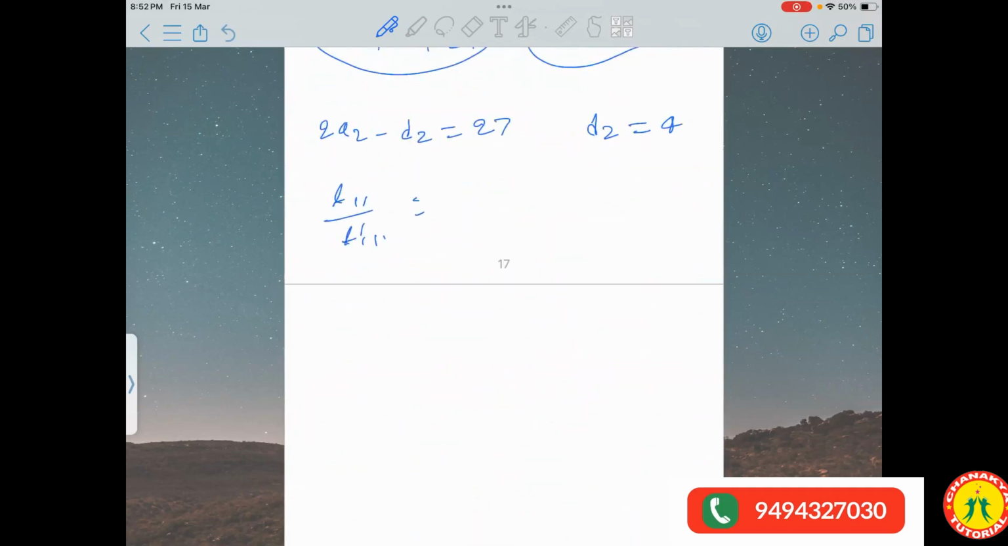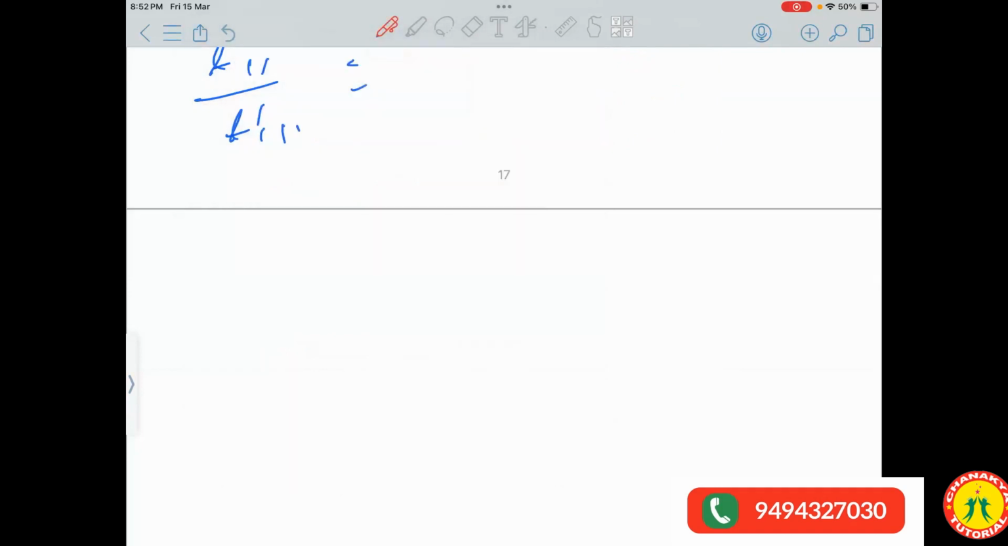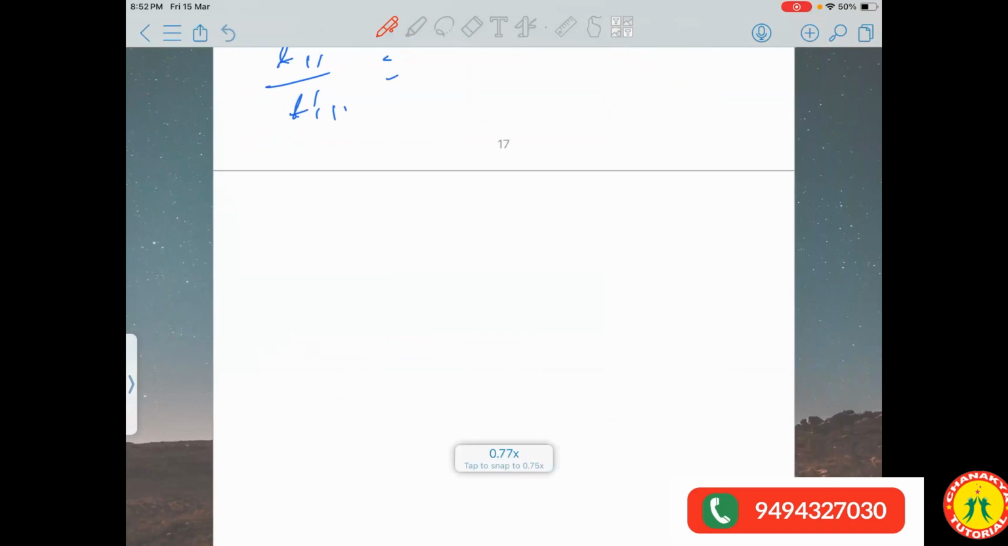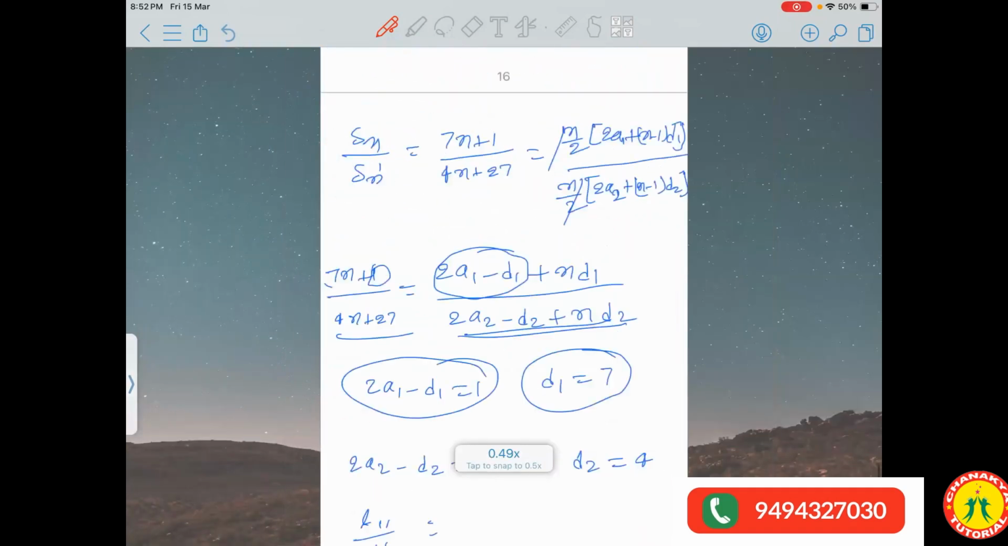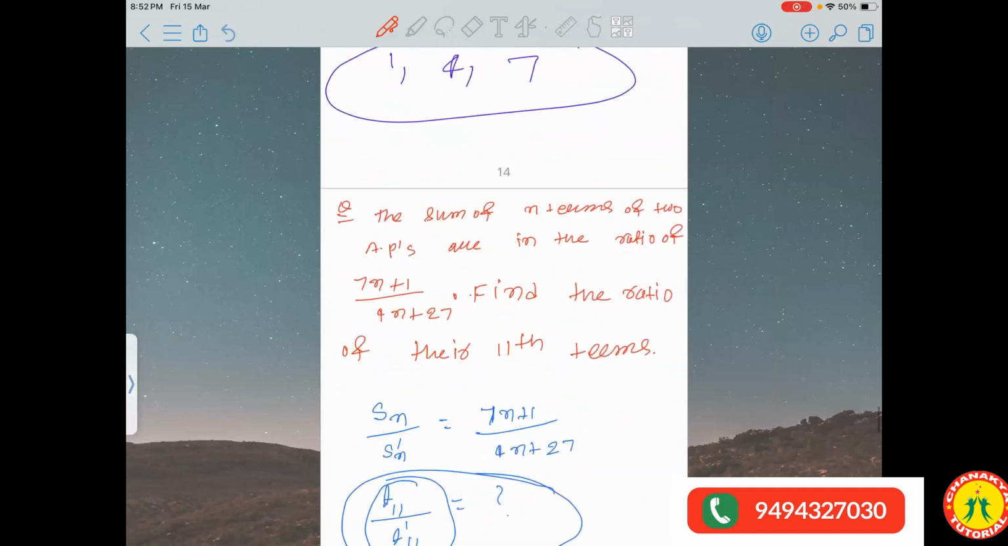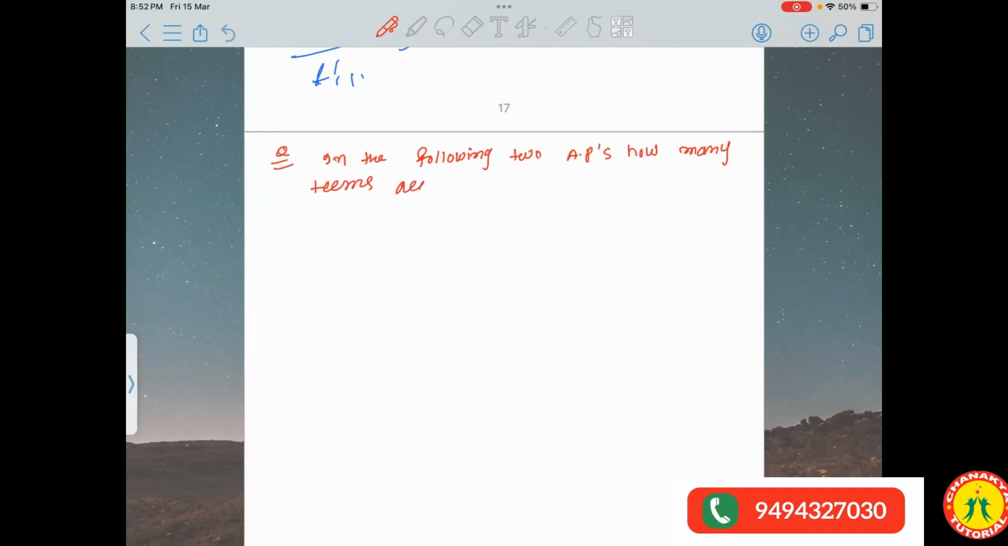Now one more question, and maybe then I will teach GP. The question is, in the following two APs, how many terms are identical? Any doubt from the last question? Any doubt, anyone? No doubt, sir? Okay. If you have time, you can ask anytime.